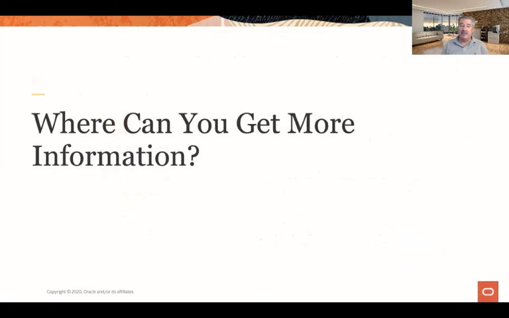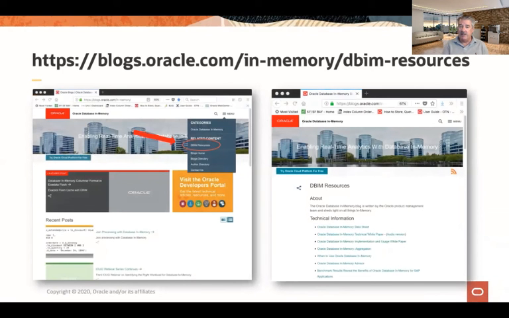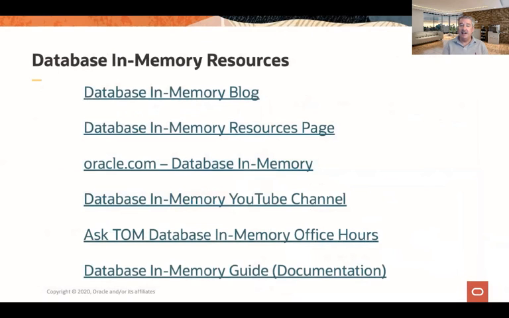Where can you get more information? I've gone through this very quickly. There's way more to Database In-Memory. Of course, you really don't have to know all of that, because all you have to do is enable your objects for in-memory and let your applications make use of it. But the devil's in the details, and you can get more information on our blog website. We have the URL here, the DBIM resources page. I've included some links here for the same types of information, the blog and the resources page, where you can get hopefully most of your questions answered. Don't forget the documentation. We have our own In-Memory guide in the Oracle documentation, and that can walk you through a lot of the features available.